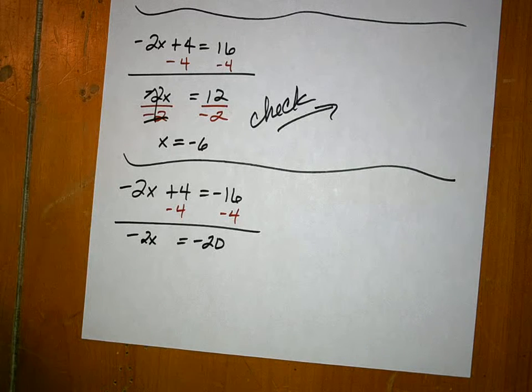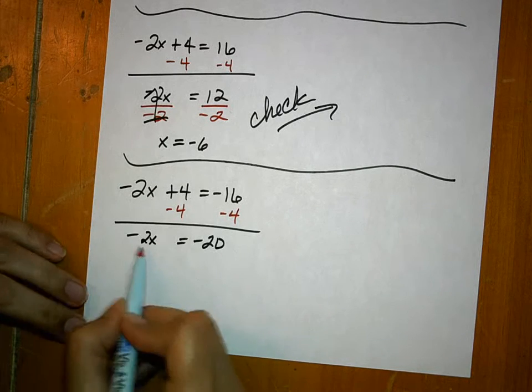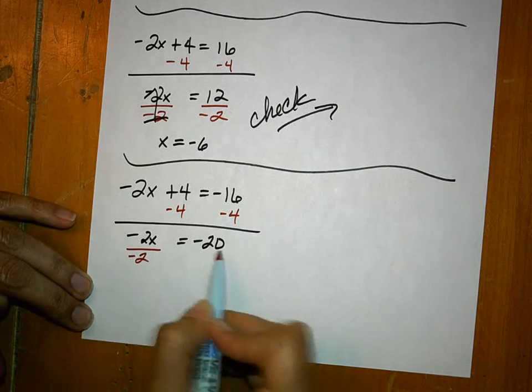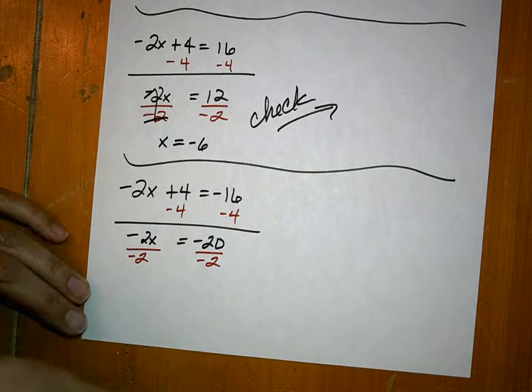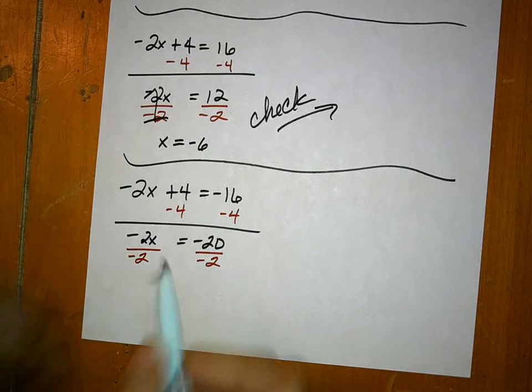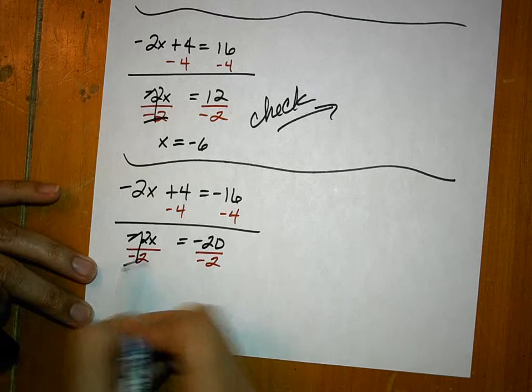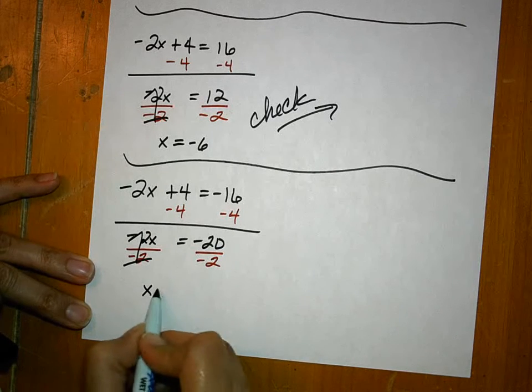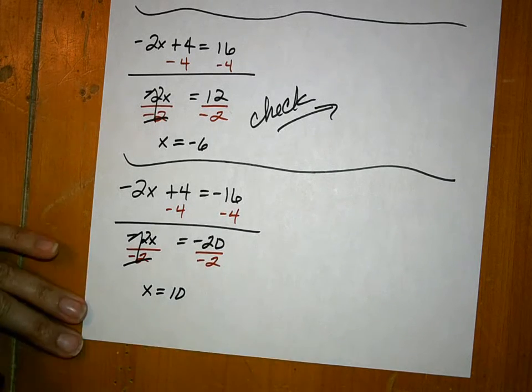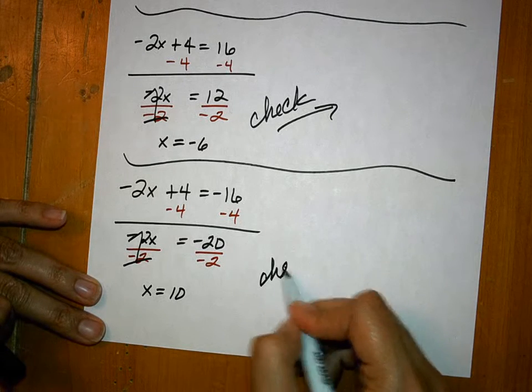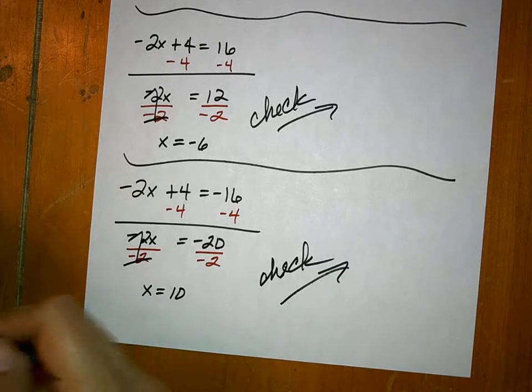Once again, we see multiplication here. X is being multiplied by a negative 2, so we are going to divide off a negative 2 from both sides of the equation. Negative 2 divided by negative 2 is a 1, and we are left with x equals 10. Check your answer. Make sure it's correct.